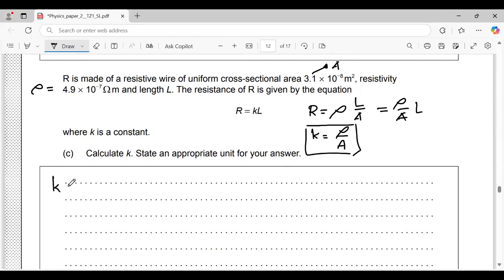So K equals rho, 4.9 times 10 to the power minus 7, over A, 3.1 times 10 to the power minus 8. And the result is 15.8, rounded to 16 ohm meter to the power minus 1.